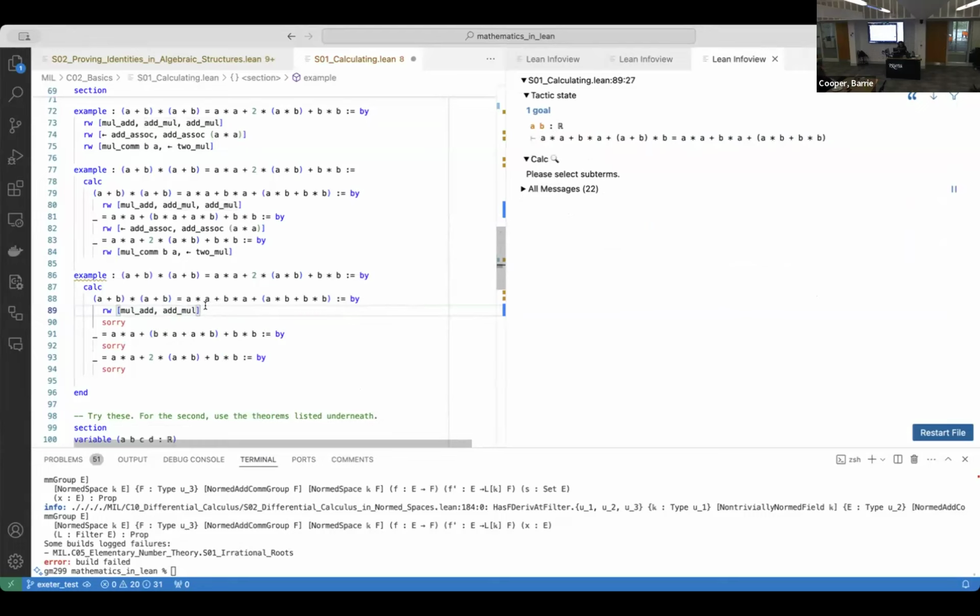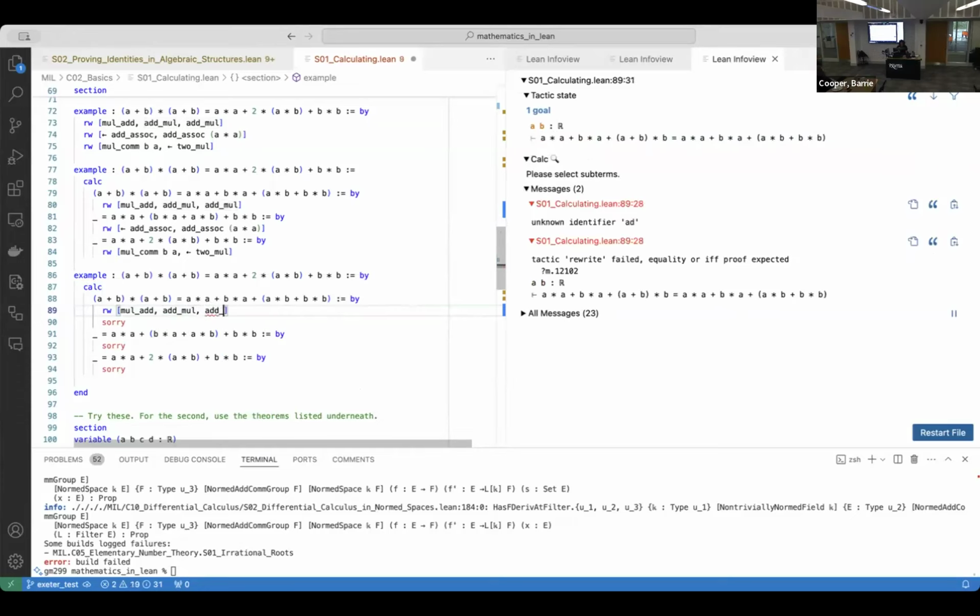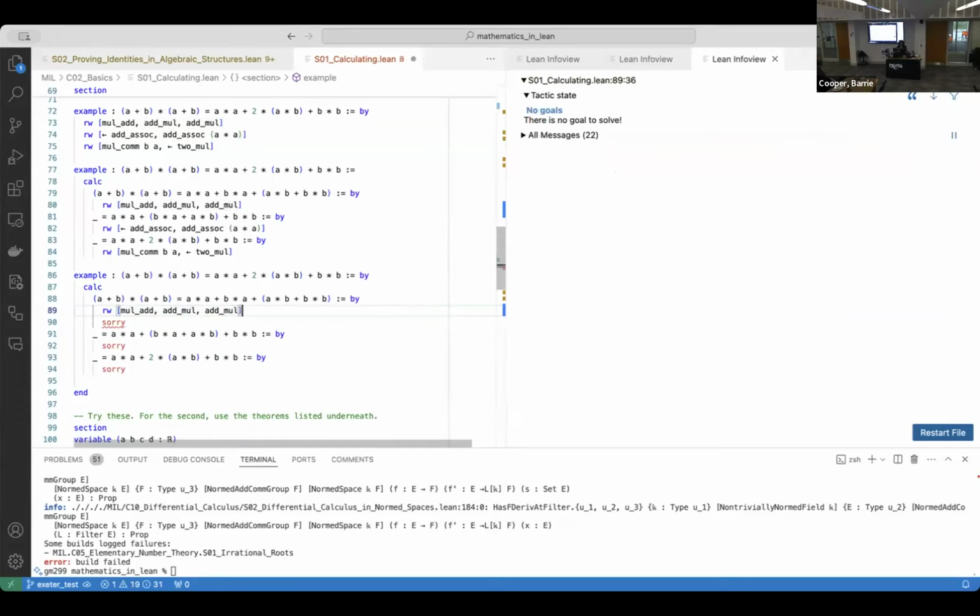Okay, now what? Do that one again. Okay, so now it's squiggled out the sorry. It says that there is no goal to solve, so we can get rid of the sorry.